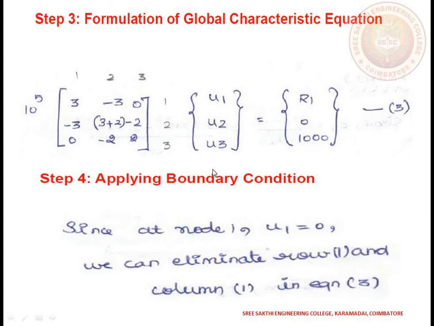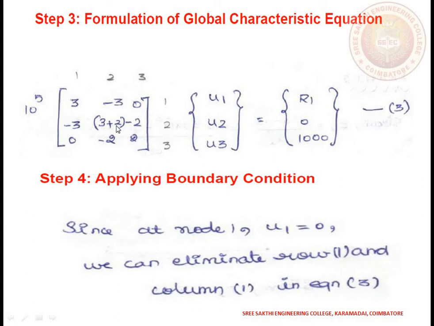Next, apply the boundary condition. Since at node 1, u1 is equal to 0, you can apply 0 here. While solving, if a value is 0, you can eliminate the corresponding row and column. Suppose u3 is 0, you can eliminate the third row and third column. Suppose u2 is 0, you can eliminate the second row and second column. Here u1 is equal to 0, so you can eliminate the first row and first column.